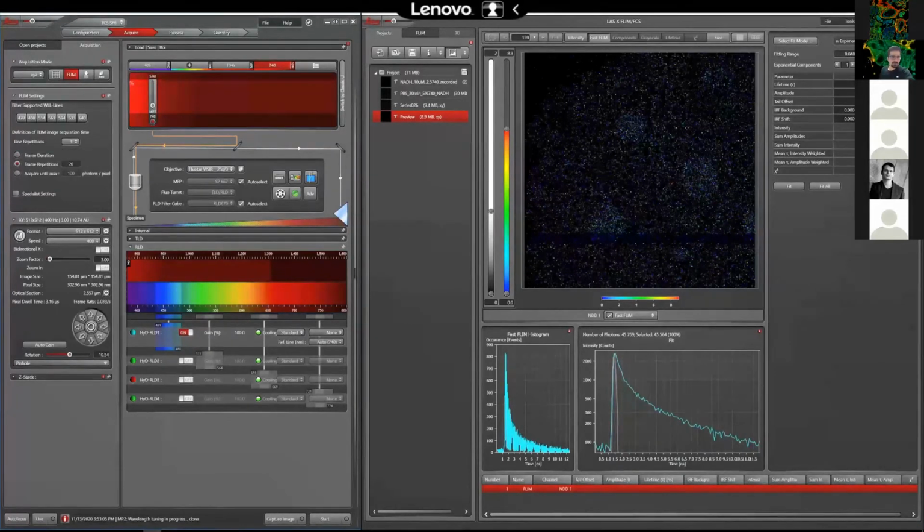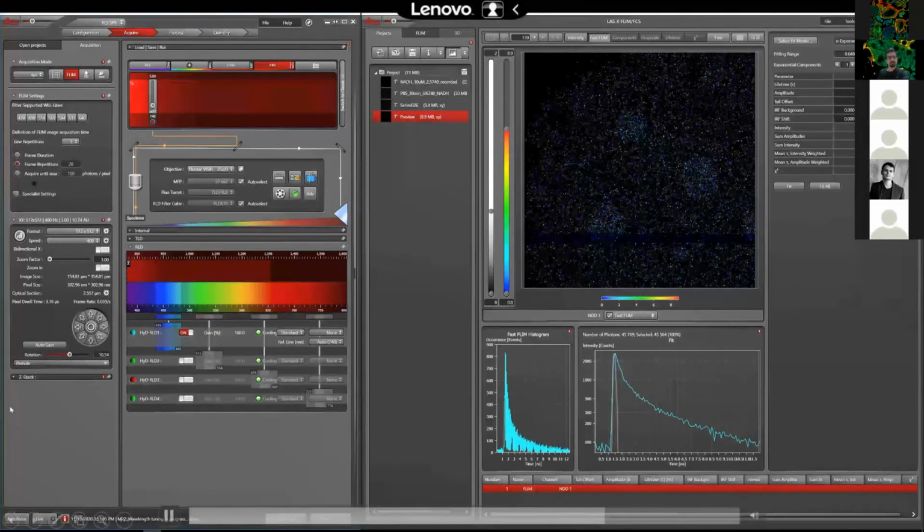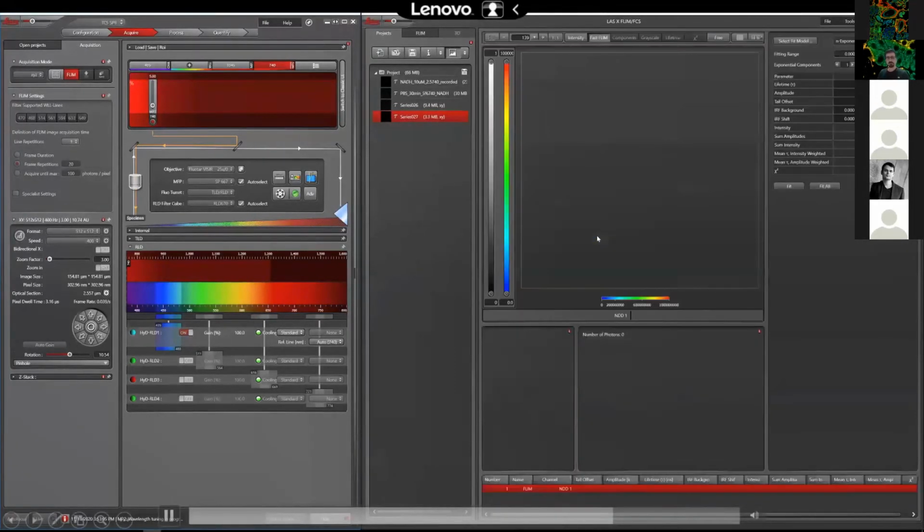So as I said, we go for the frame repetition of 20. We found this a good setting for the sample that we are measuring for our tiny showcase experiments that we have designed for this workshop. But this is up to us, to go for the frame duration or the frame repetition. So we go for 20.